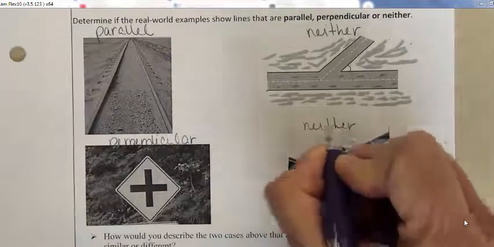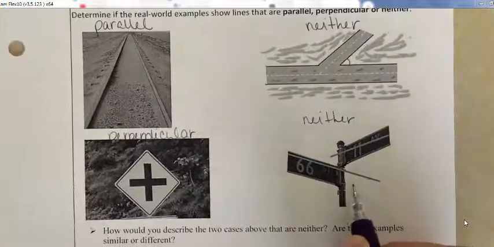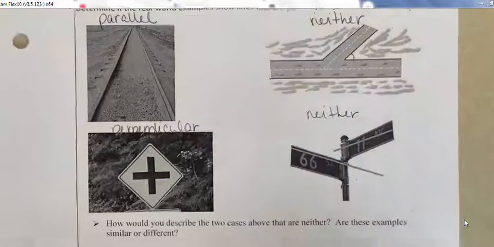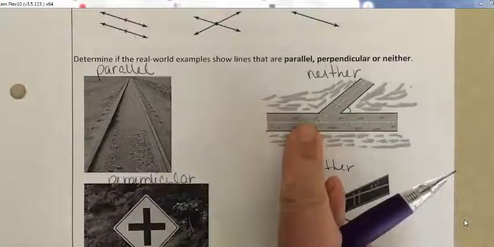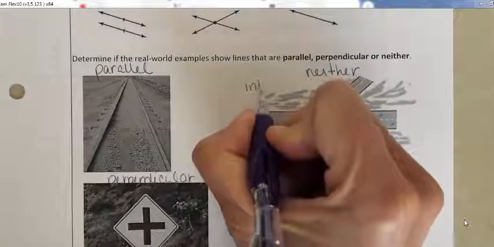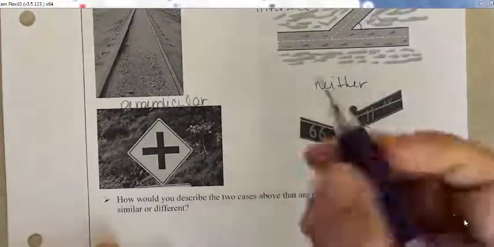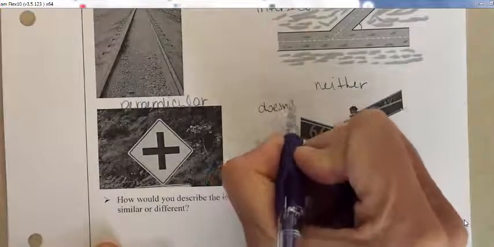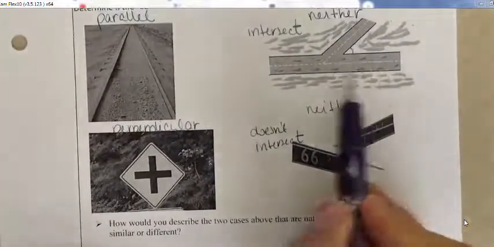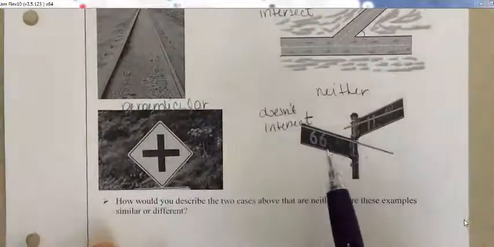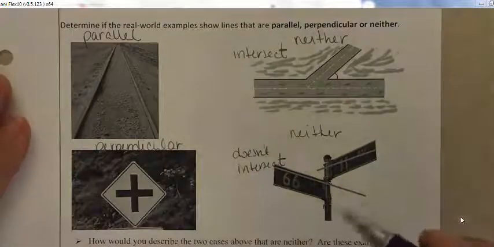Now this is a very special case, and I'm going to ask you to keep thinking about these road signs as we talk about these. These are actually what we call skew lines. Okay, so how would you describe the two cases above that are neither? Well, this one intersects, right? These do intersect. This one does not intersect, okay? And the reason that these intersect is because they're in the same plane, whereas these two are not in the same plane. So these are not in the same plane.